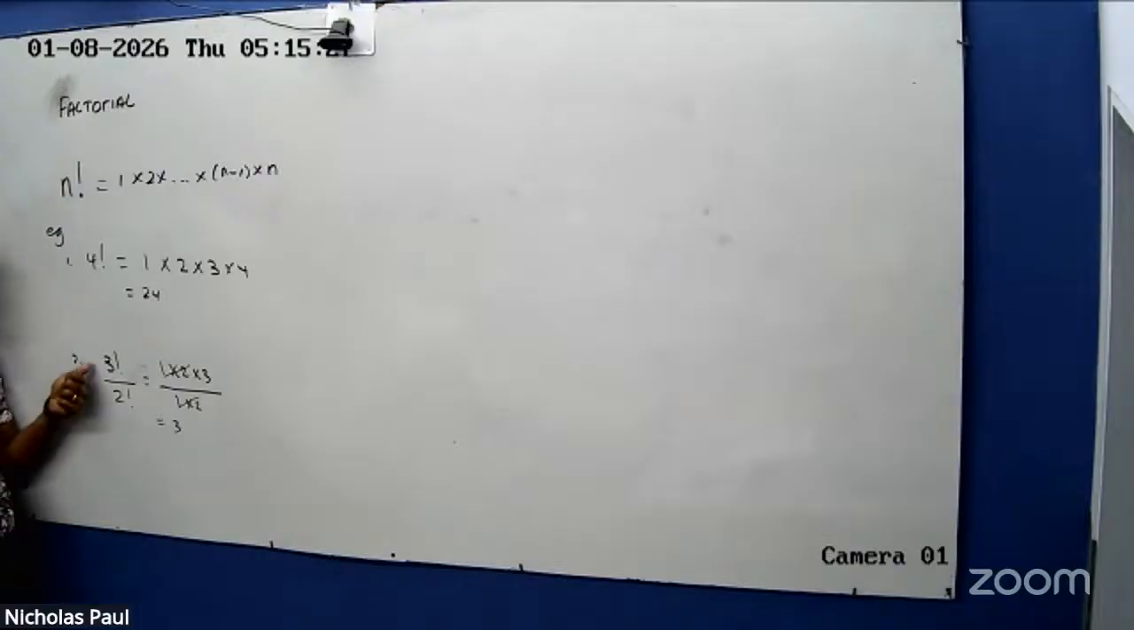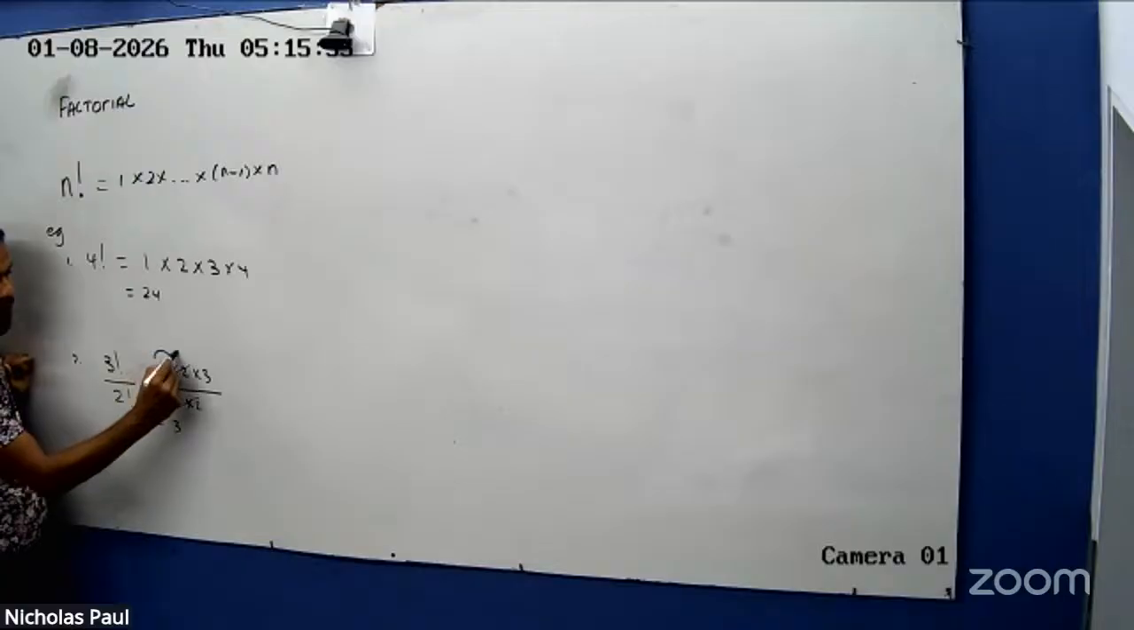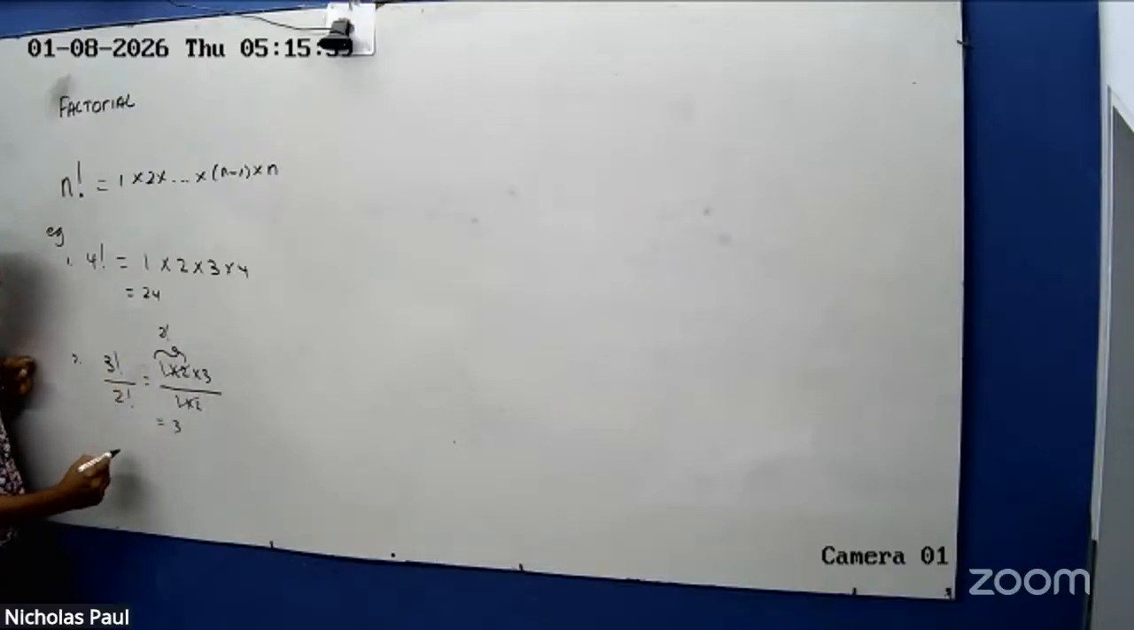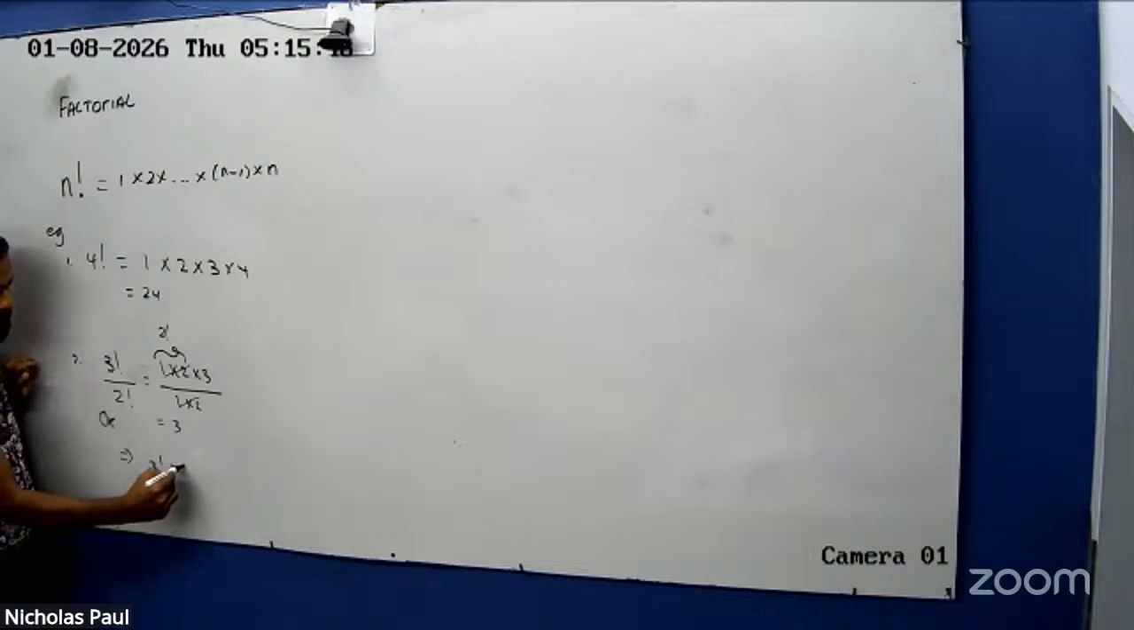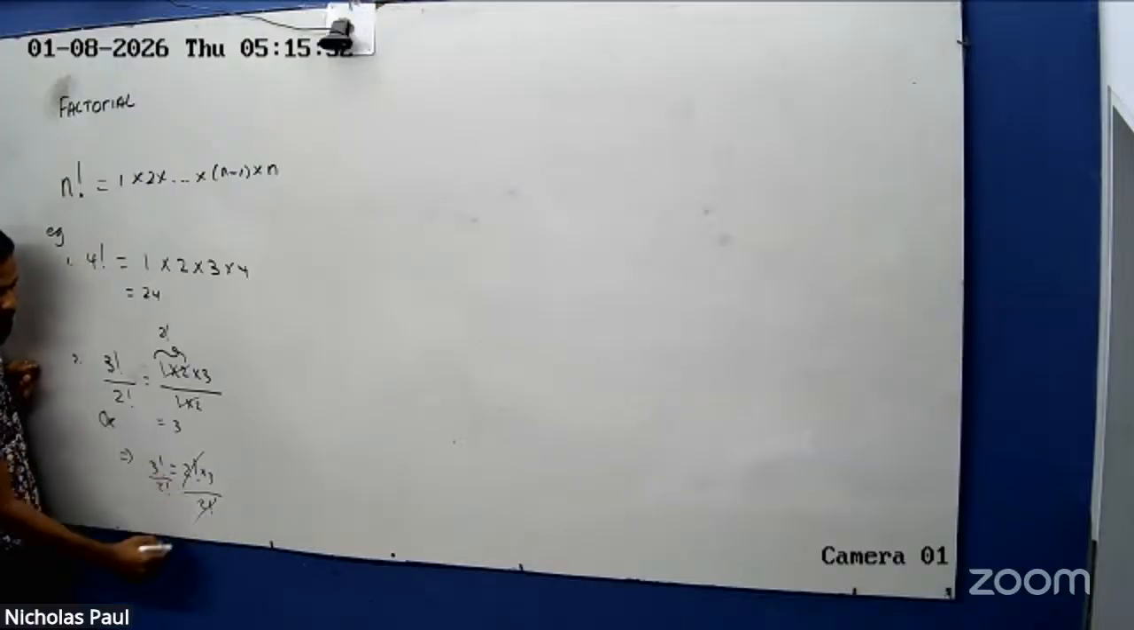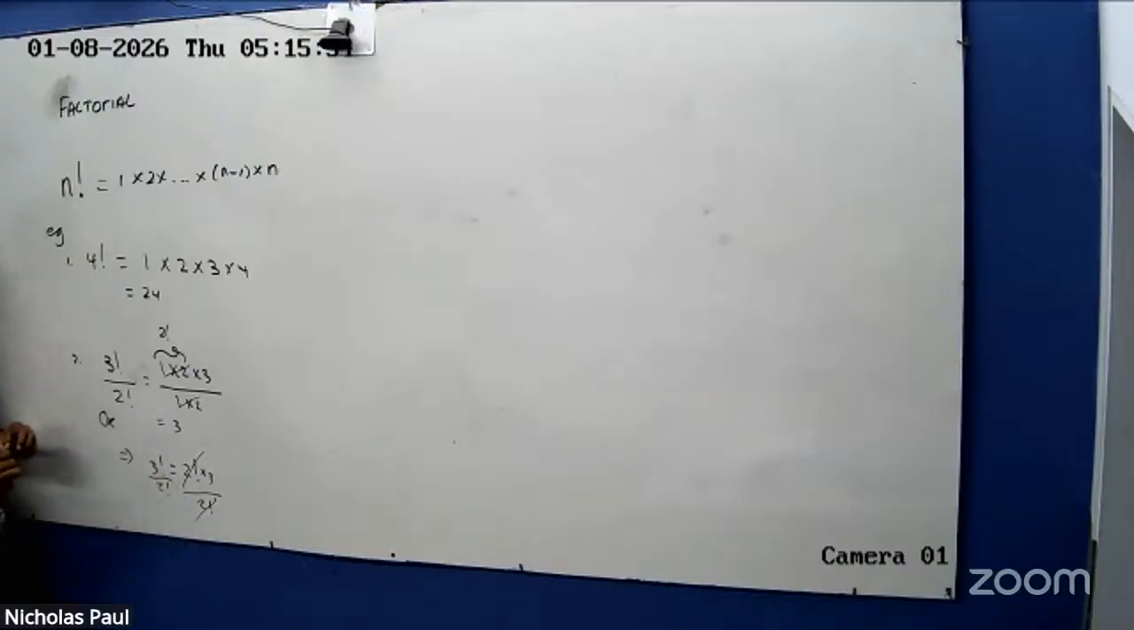Question: can I write 3 factorial in terms of 2 factorial? What is 1 times 2? It is 2 factorial, right? So I could also write 3 factorial over 2 factorial as 2 factorial multiplied by 3, all over 2 factorial. This will cancel and I'll have 3.